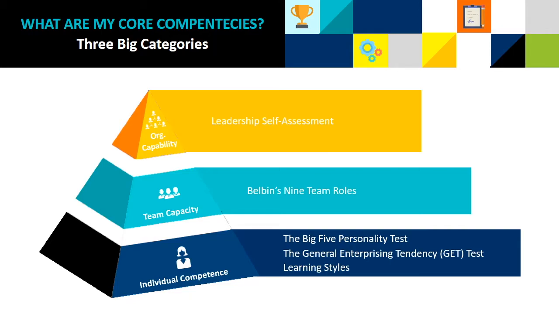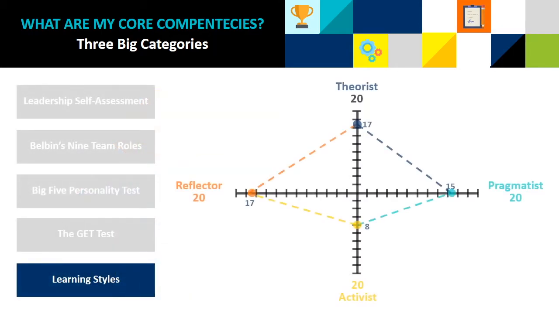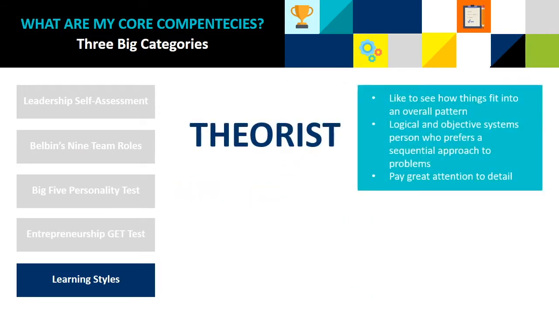So, the first test is learning styles. From this test, it can be seen that I am a theorist and reflector. As a theorist, I like to see how things fit into an overall pattern. Therefore, I am a logical and objective systems person who prefers a sequential approach to problems. I pay great attention to detail, thus I tend to be a perfectionist.